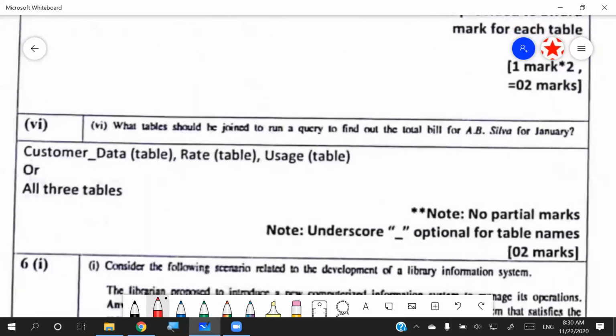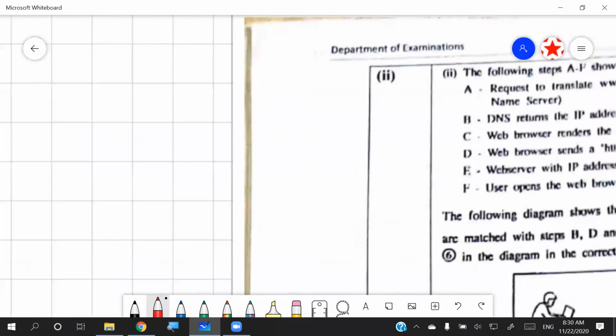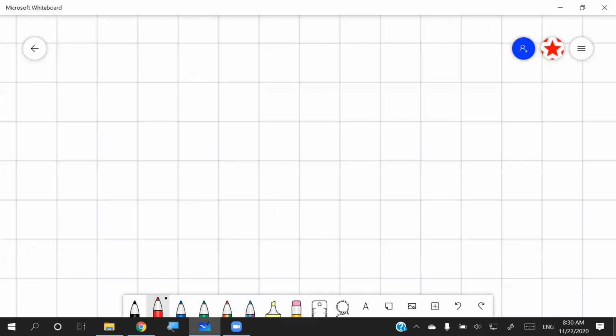So the 6th one asks: what tables should be joined to run a query to find out the total bill for AB Silva for January, right? So now, if you are going to go with that, what are the things that you need to change?